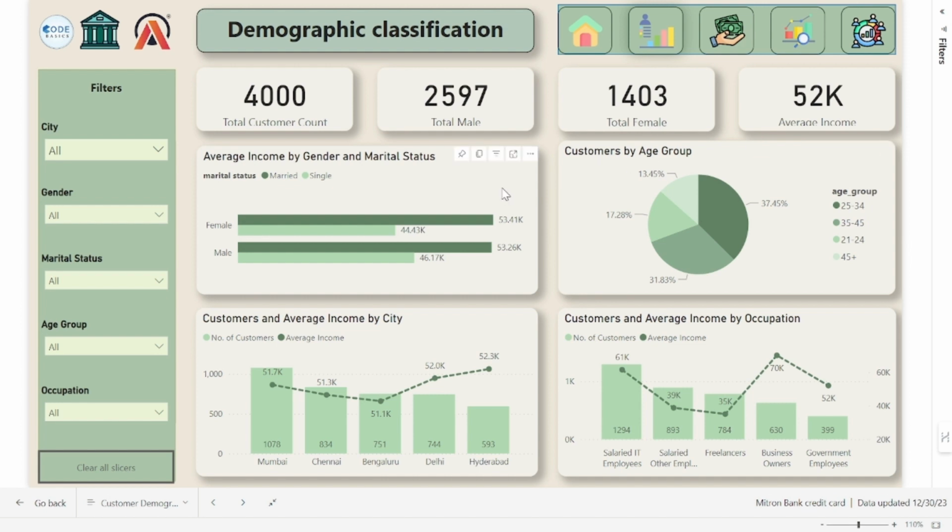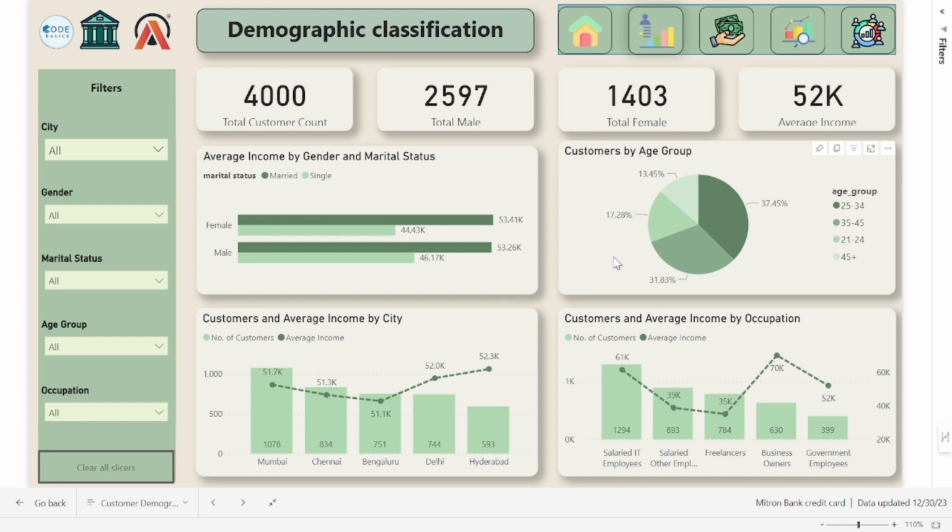If we come to this bar chart, it says that married females have slightly more average income when compared to married males, but it reverses when it comes to singles. The single male has higher income when compared to the single female. Understanding this income gap is crucial for tailoring marketing and product offerings.